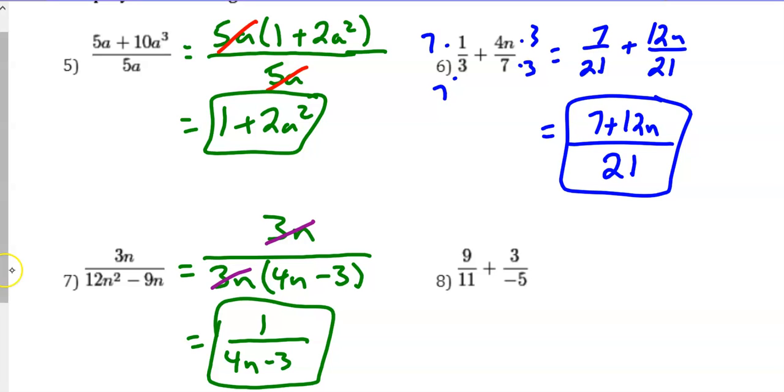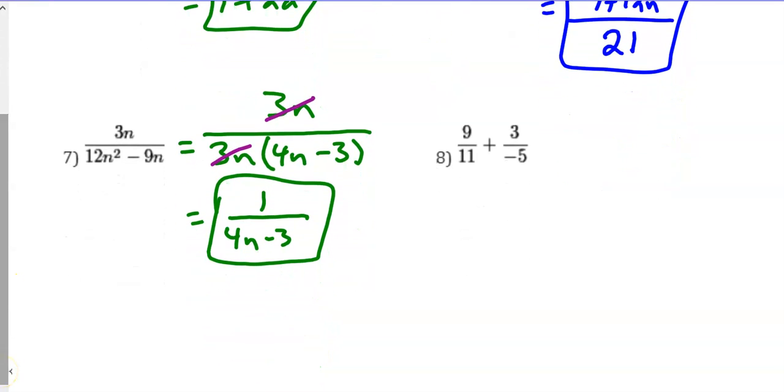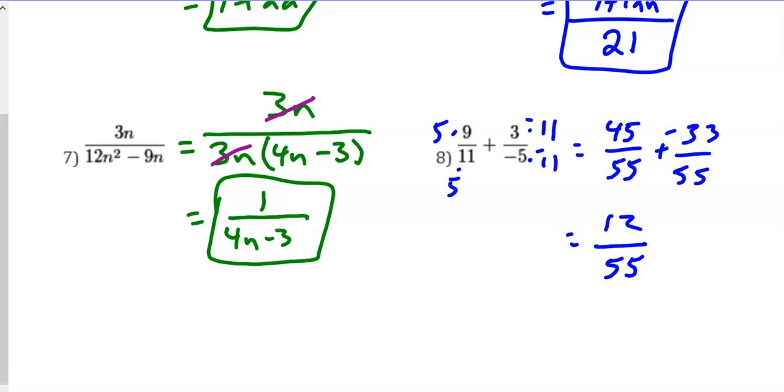Okay. I'd like you to try 8. Okay, pause the video. Push play when you're ready to resume. And again, I know you can put this one in your calculator, but please try to do it without using your calculator. All right. So a little different because of the negative here. A couple different ways to do it. I chose to make it a positive 55. So I multiplied the second fraction by negative 11 in the top and the bottom. So I made this to be a positive 55. Because if I have one as positive 55 and one as negative 55, I've got to do something with that negative sign. Okay, so then I do 45 minus 33, which gives me 12 over 55.